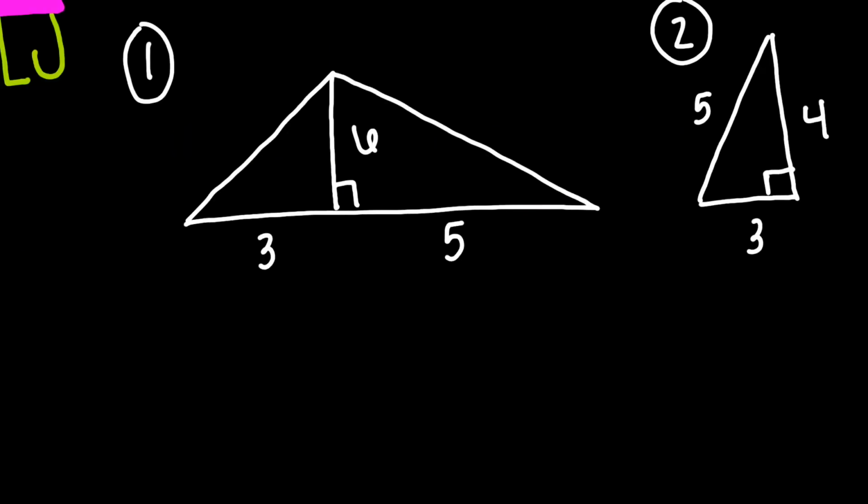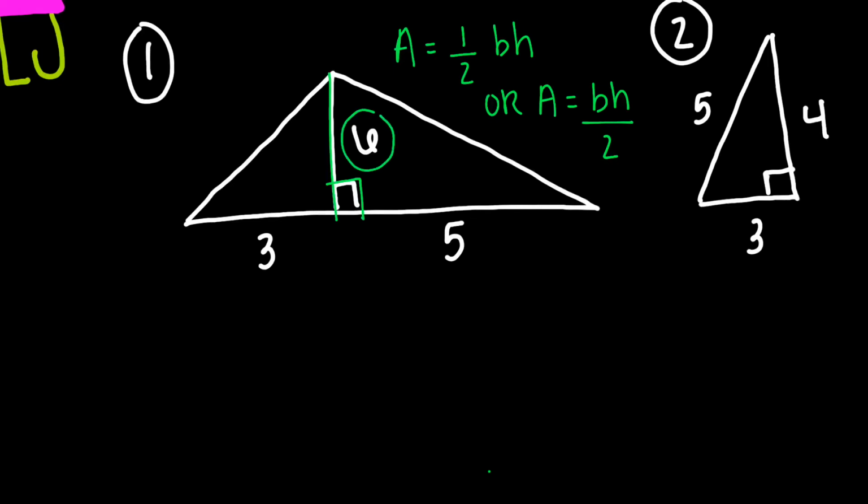So remember, I have a formula where the area is equal to 1/2 the base times the height, or you can use area is base times height divided by 2. They both mean the same thing. But we have to use this only when there is a height that creates this 90-degree angle and we're given the base. So when I look here, 6 goes from the top of the triangle to the bottom. It creates the 90-degree angle, so I know 6 is my height.